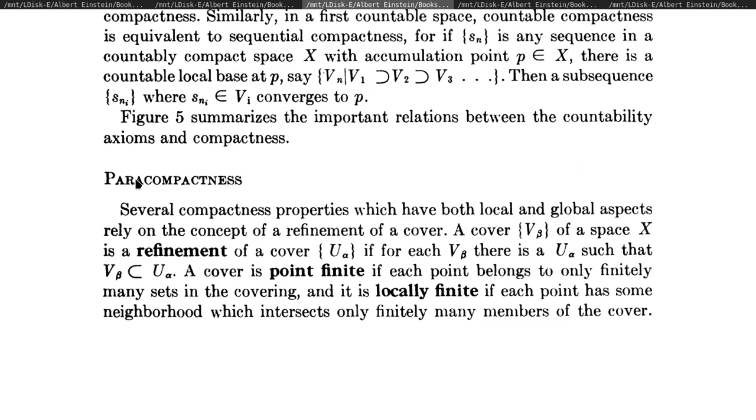It's not exactly a subcover, because it can be confusing to think of a subcover as each of the things in the subcover being a subset of the cover. But in the subcover, we had the condition that it spans the whole space. Here, refinement doesn't do that. It's just a refinement of the cover.